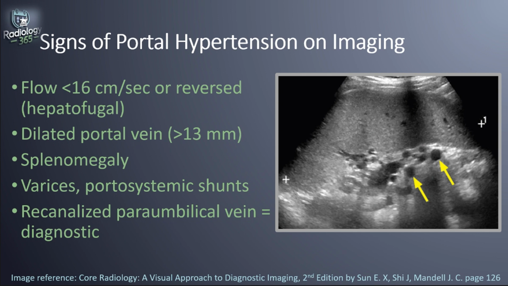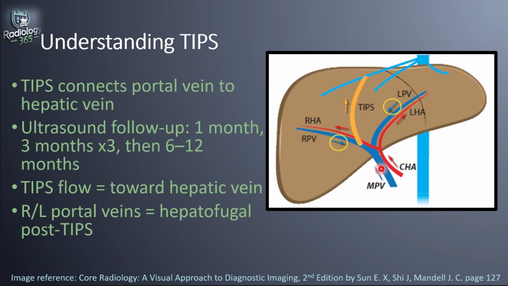So this image shows us splenomegaly and splenic varices. It's a sagittal ultrasound of the left upper quadrant, and it shows an enlarged spleen, and there are also numerous tubular hypoechoic structures at the splenic hilum representing varices. If portal pressure is too high, we can create a shortcut with TIPS, that's transjugular intrahepatic portosystemic shunt. It connects a portal vein branch directly to a hepatic vein, bypassing the liver.